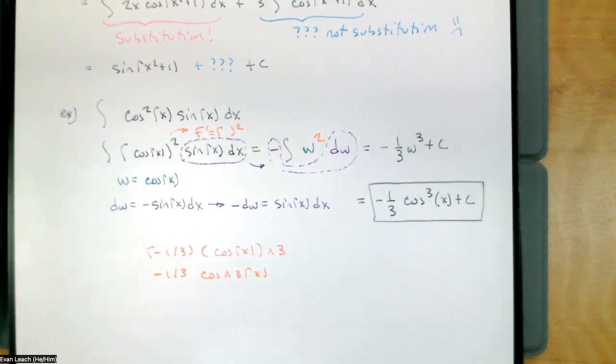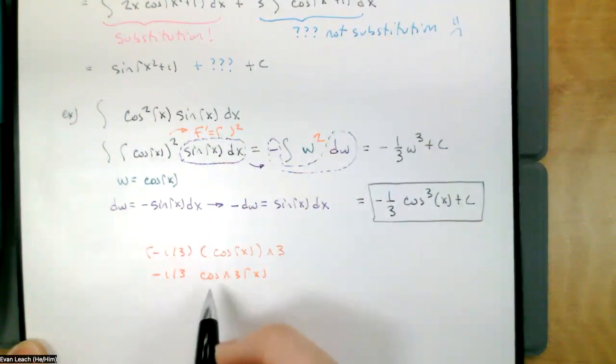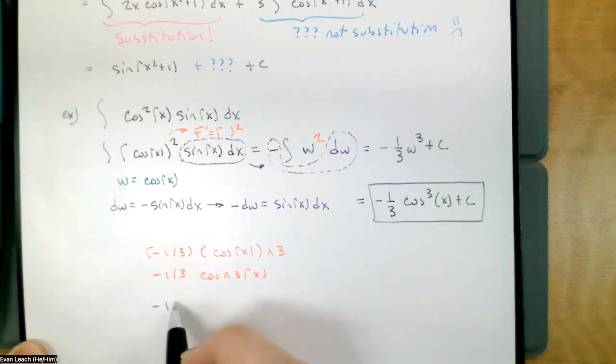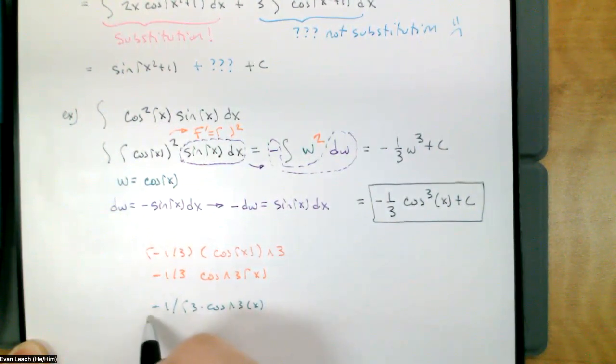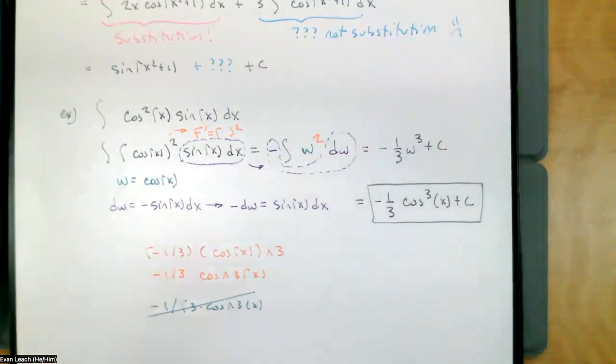Also, if the internet has taught us anything, most people will read this 1/3 cosine cubed x as 1/3 times cosine cubed x. But some people will definitely read this as PEMDAS, which is just not correct at all.